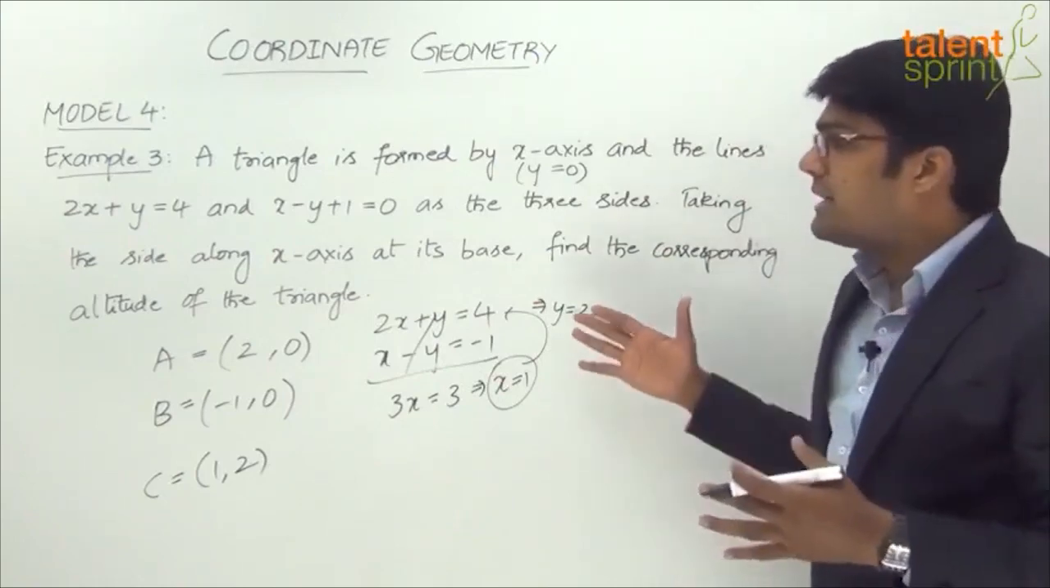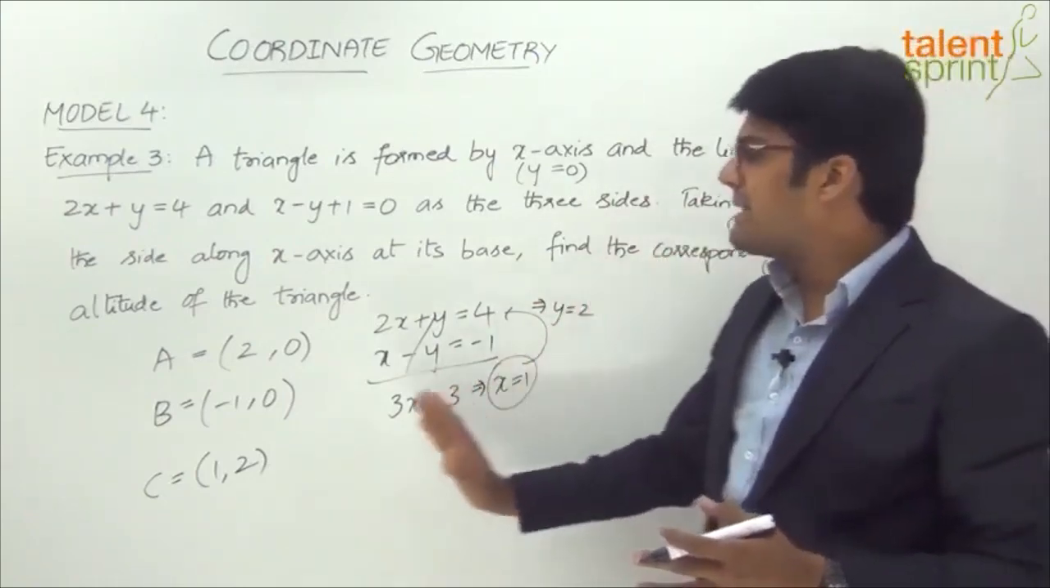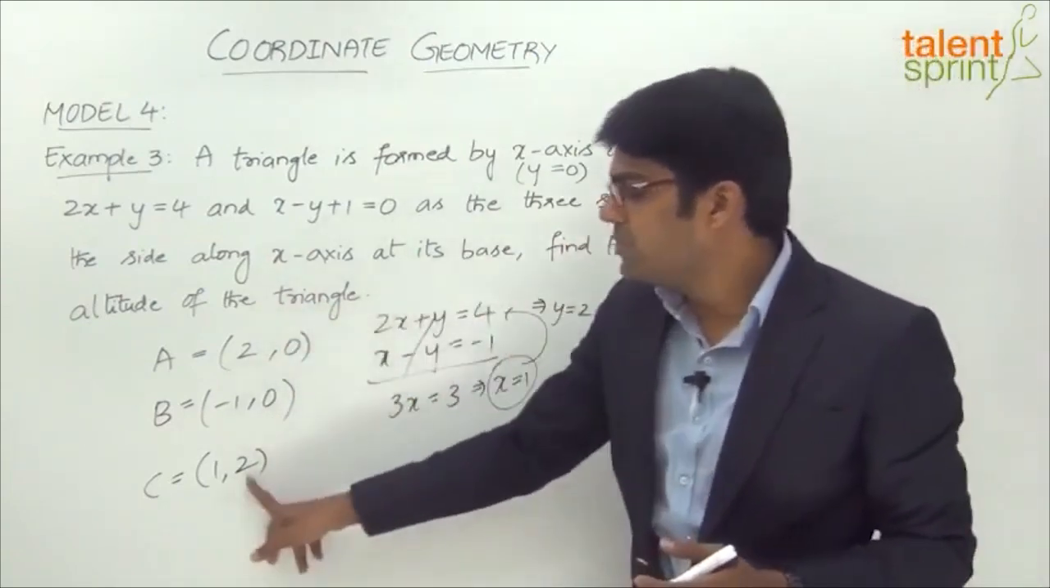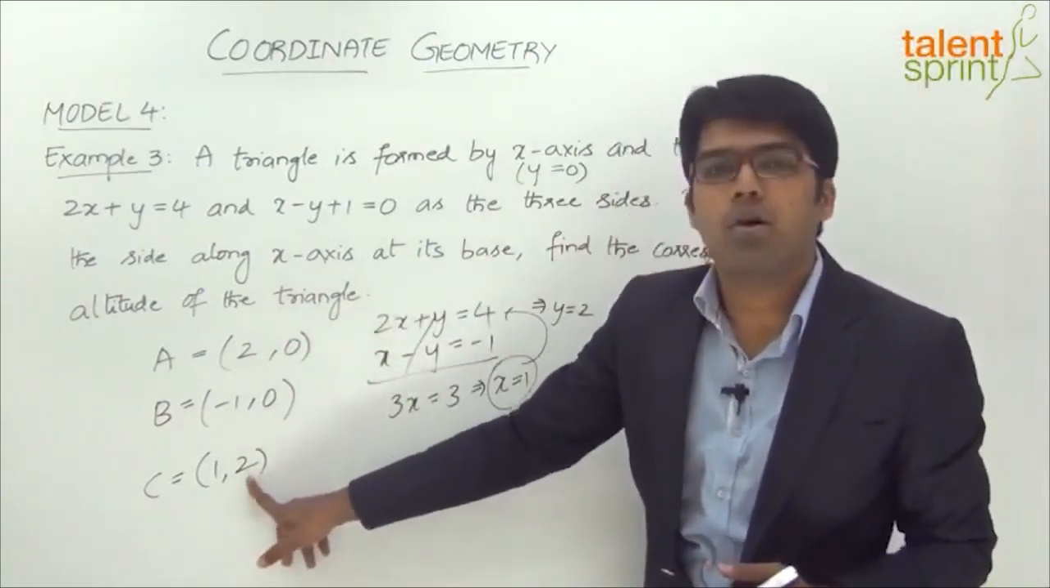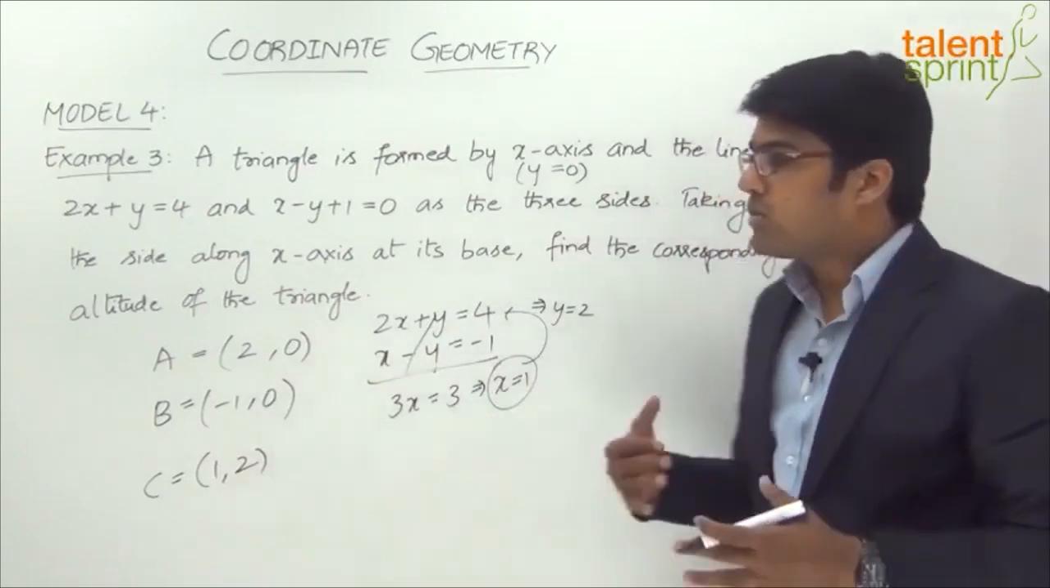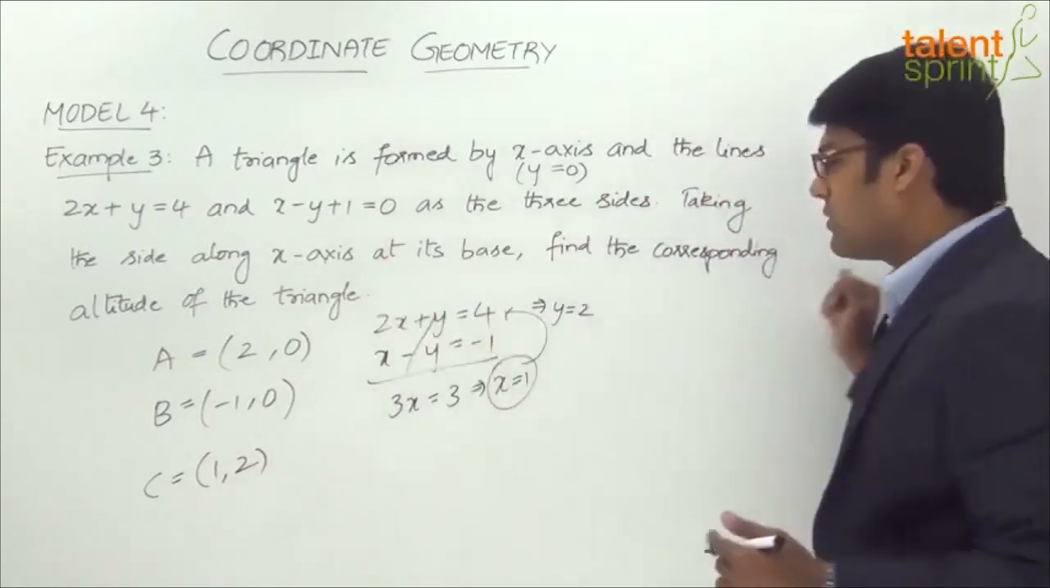If you are clear with how the triangle looks like, you can directly say that the altitude of the triangle is going to be 2 units, right? The y coordinate of the vertex C. But for those who are not able to follow, let me just show this on the coordinate axis.